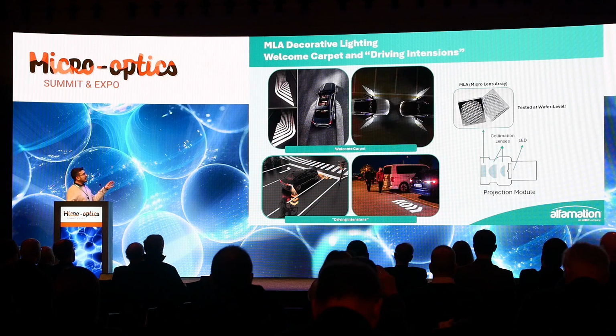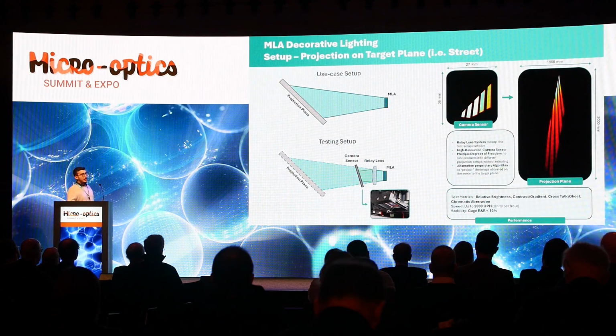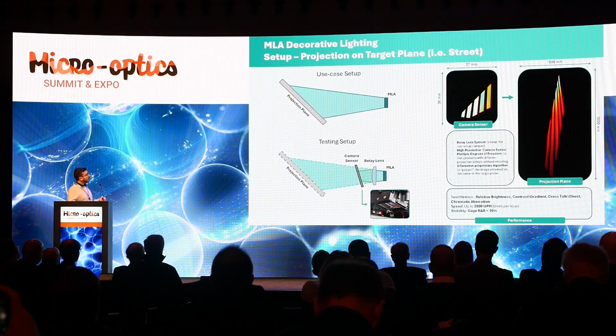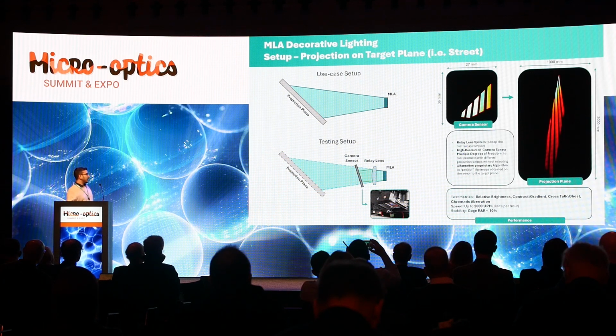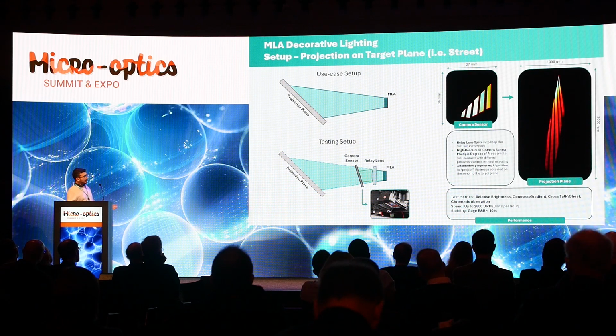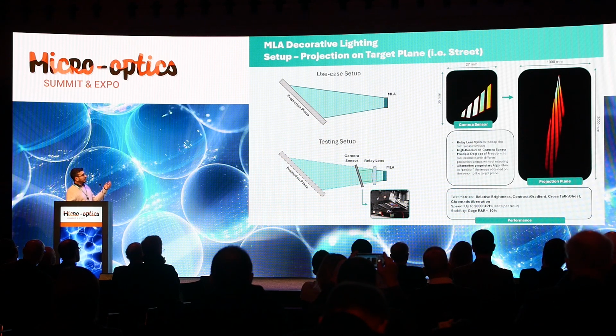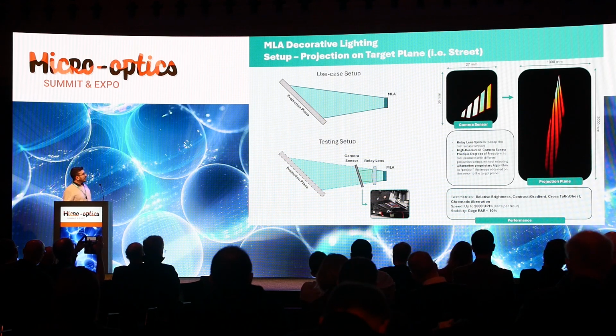And so the first challenge when testing this kind of device is that the projected pattern is quite big, it can be up to 3 or 4 meters. And so to keep the test system compact, we introduced a relay lens system, which allowed us to take an image of the MLA on a smaller camera sensor, which is also much closer to the MLA. And then this distorted image obtained on the camera sensor can be transformed digitally to obtain the projection plane image, and this is done by Alfamation's proprietary algorithm.